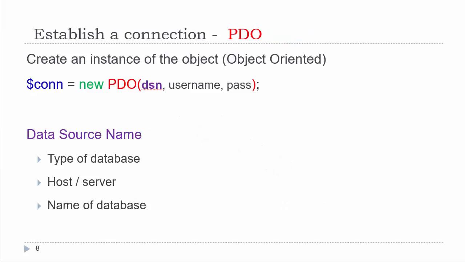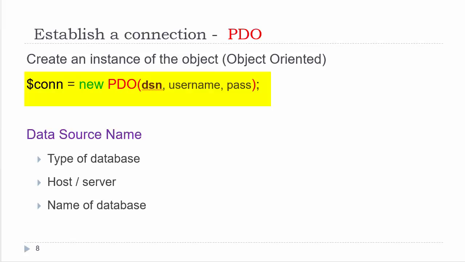Establishing a connection using PDO. The same principles apply. This is object-oriented. We need to set up a new instance of this object, the PDO object. However, in this case, the PDO object takes 3 parameters. The first parameter is the DSN. That is the data source name. That is a little bit different from what we've just seen. The next 2 parameters are the username and the password.